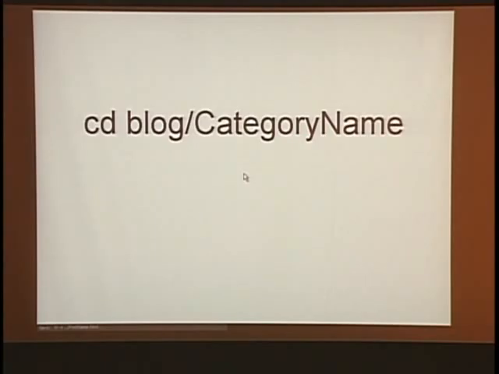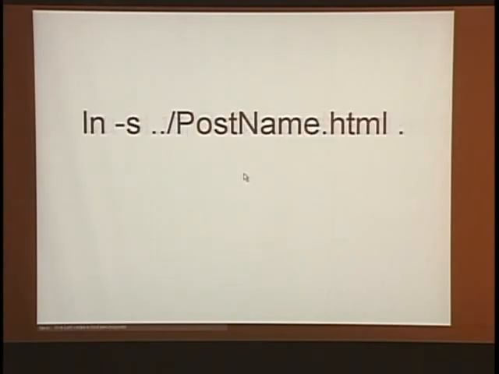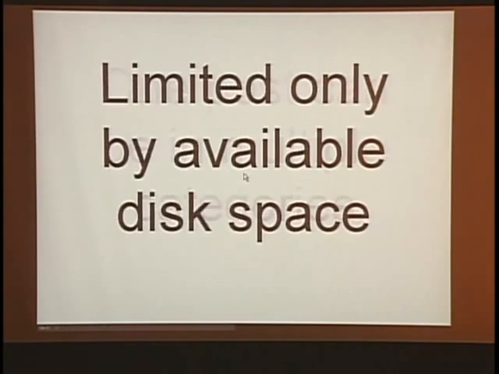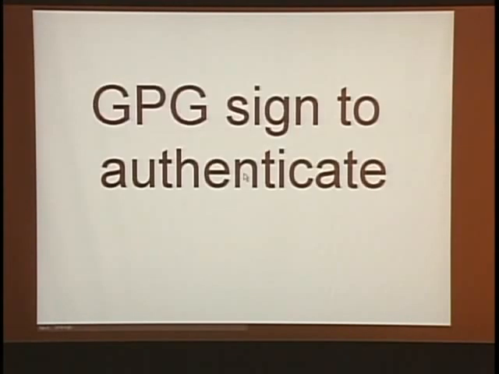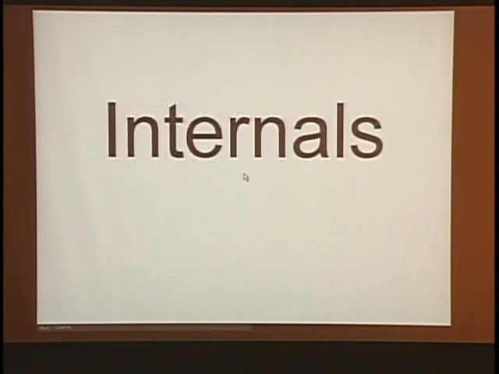It's very easy. Just create this directory and then link your post in, and now it's in 2 categories. One post can be in multiple categories. It's limited only by available disk space, so that'd probably be a lot of categories. To post a comment, all you need to do is GPG sign it, and it knows who you are.